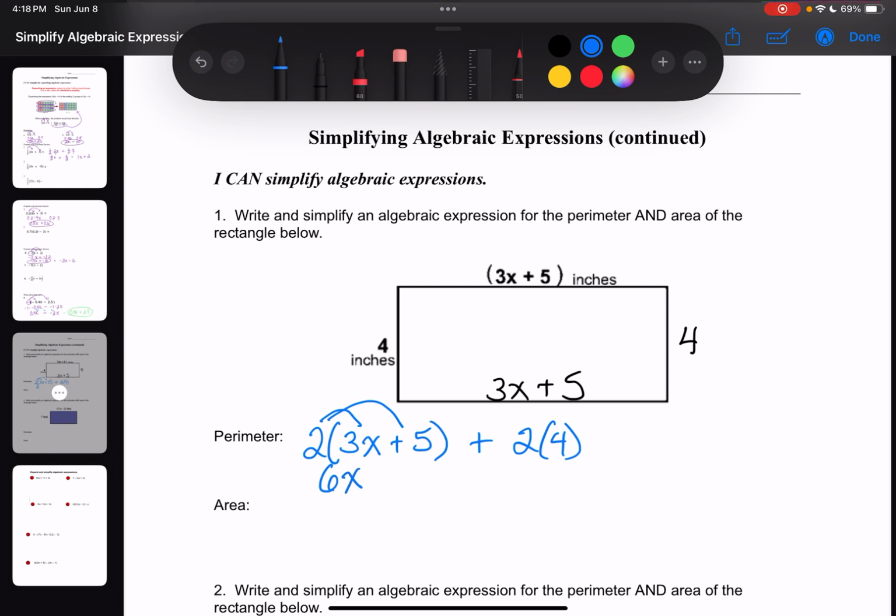When we multiply 2 times 3x, we get 6x, and 2 times 5 to get 10, and then multiplying the 2 times 4 to get 8. Now when we combine like terms, our final simplified expression for the perimeter will be 6x plus 18. We want to continue to include those units, and because we want it to apply to both the 6x and the 18, we're going to write our answer in inches.